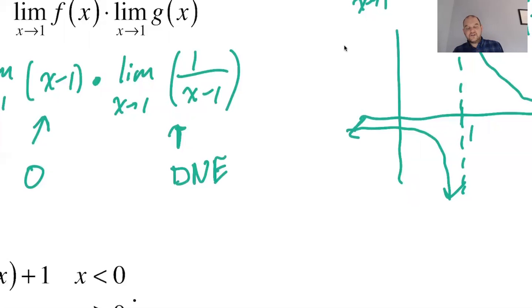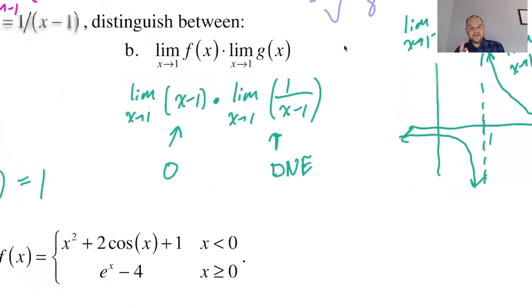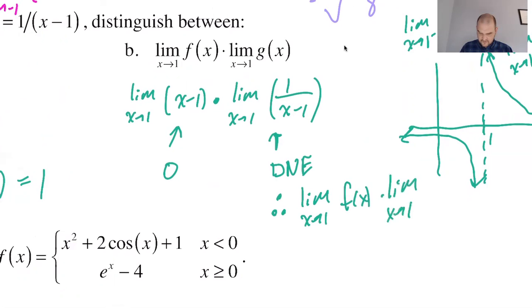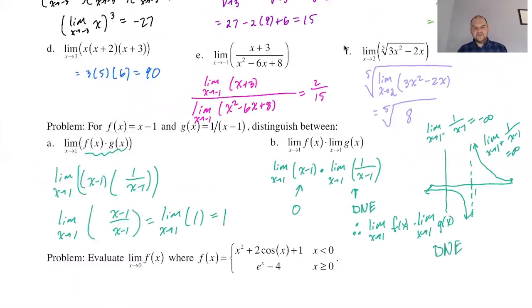So I'm not allowed to combine the two limits into a product unless both limits exist, and this one doesn't exist. So what happens here is that the limit overall does not exist. Therefore, the limit as x approaches 1 of f of x times the limit as x approaches 1 of g of x does not exist. Order of operations matters so much on these problems, right?